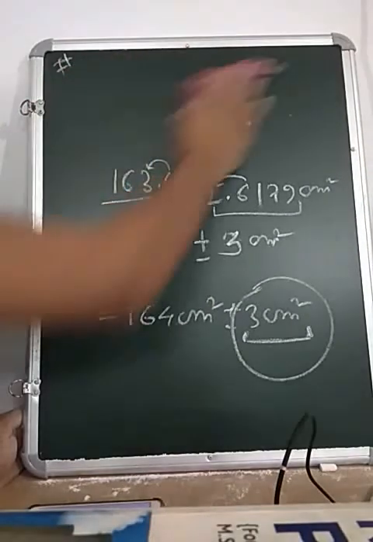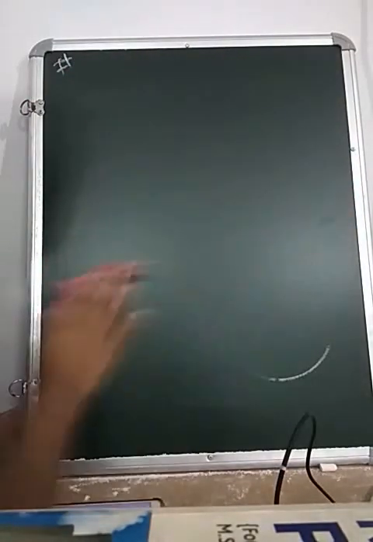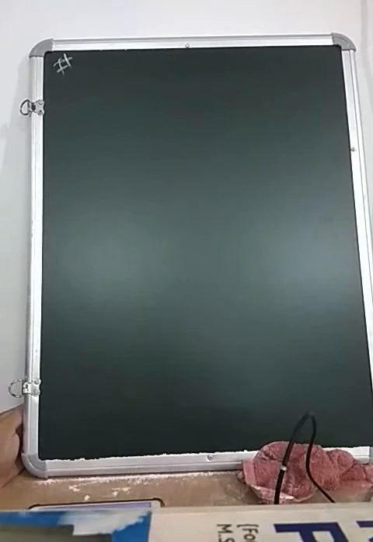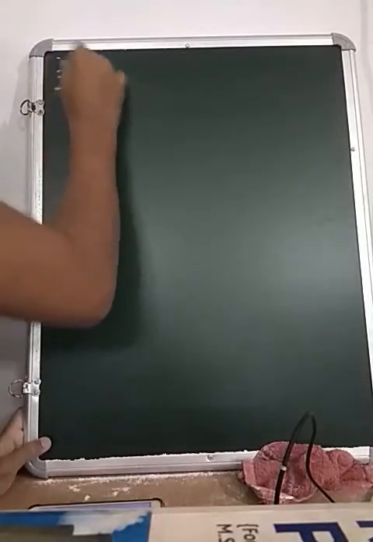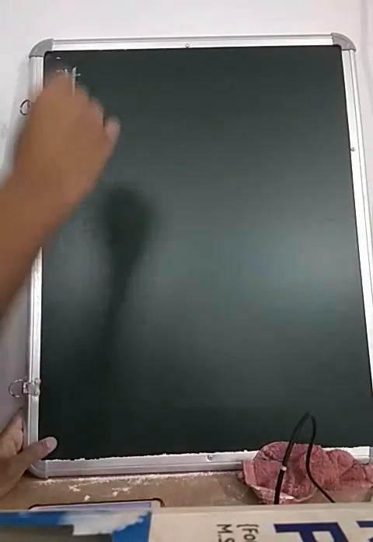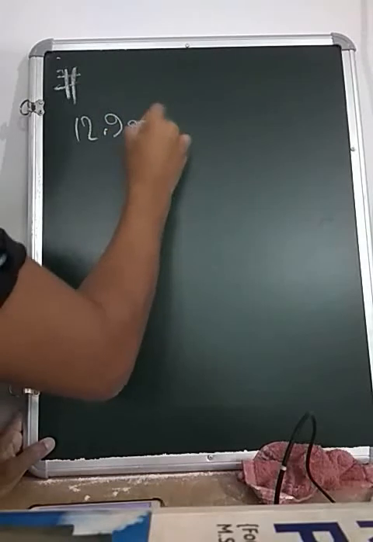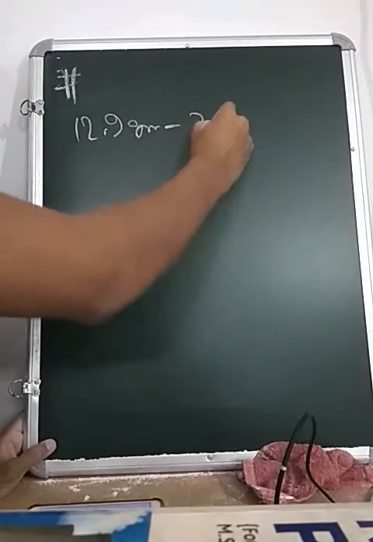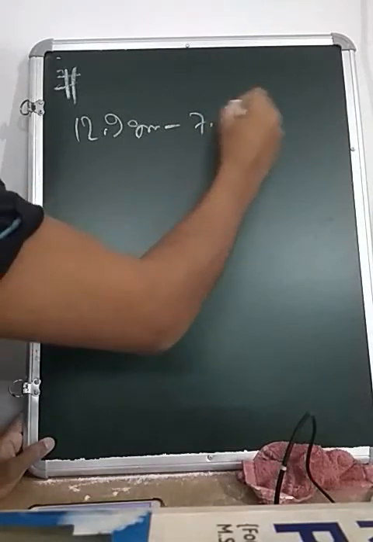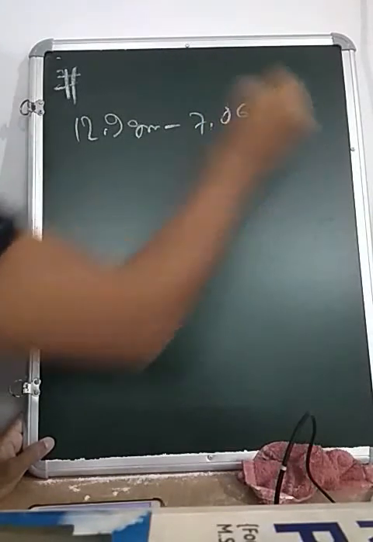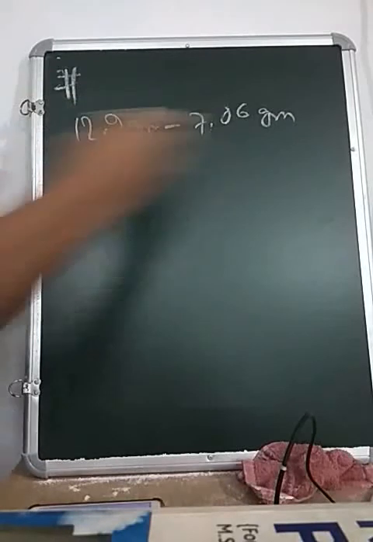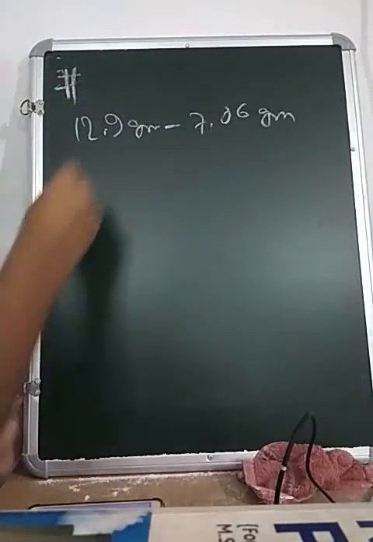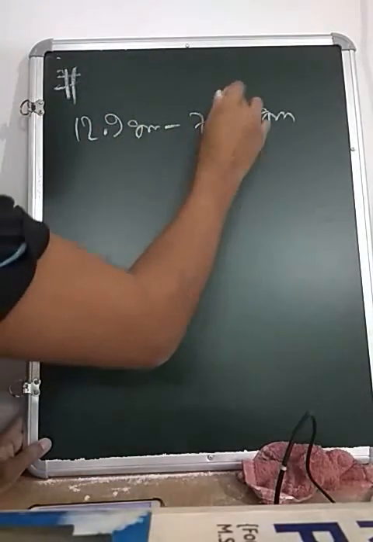Okay, now suppose another example. We have two results, 12.9 gram minus 7.06 gram. So we have to subtract 7.06 gram from 12.9 gram.